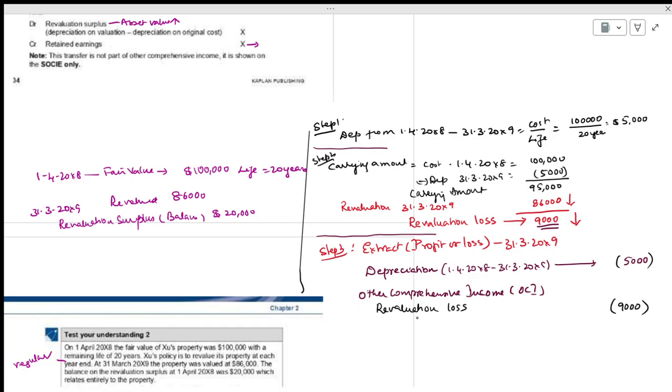9,000. How much is the revaluation loss? 9,000. Fine. Are you clear about the next step? Are you clear about step 1, step 2 and step 3? Please tell me again.